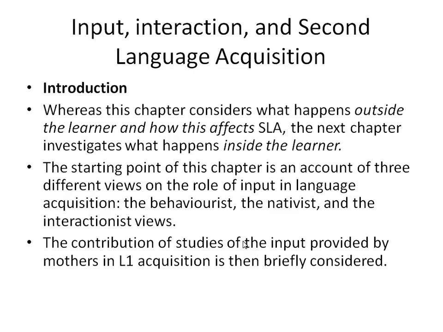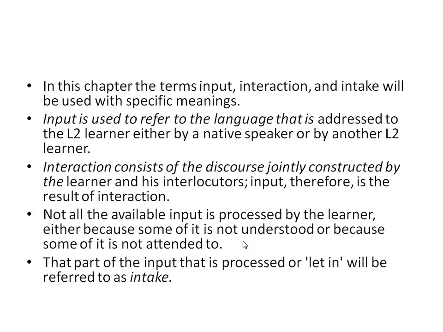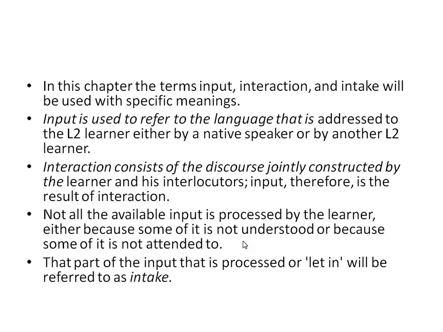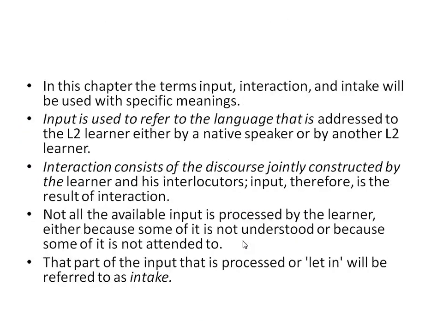So the chapter investigates what happens inside the learners. Okay, so there is a linkage between input and output, and without input, output will not occur. And how will input be done? That means input will be done through several ways. For the successful completion of the input, some other factors are necessary. That is willingness to communicate, interest should be there, credibility should be there.